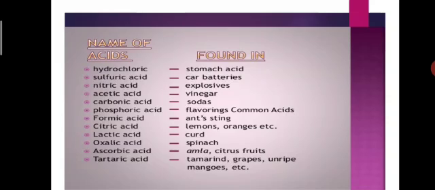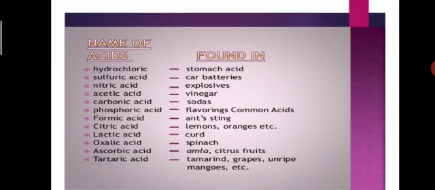In soda, carbonic acid is present. In flavorings, common acids, phosphoric acid is present. In an ant sting, formic acid is present. In lemon and oranges, citric acid is present. In curd, lactic acid; in spinach, oxalic acid; in amla and citrus fruits, ascorbic acid. And in tamarind, grapes and unripe mangoes, tartaric acid is present.